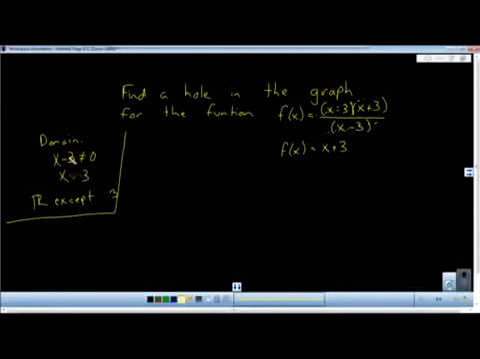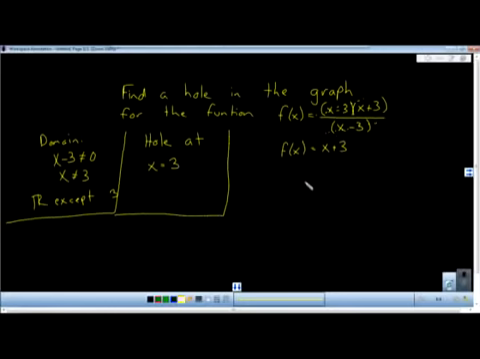So, just like we did with asymptotes, we have a hole at the excluded value of x is equal to 3. Can't be an asymptote because they both cancel out. They're both factors of the numerator and denominator. If they're a factor of the numerator and denominator, it creates a hole in the graph.